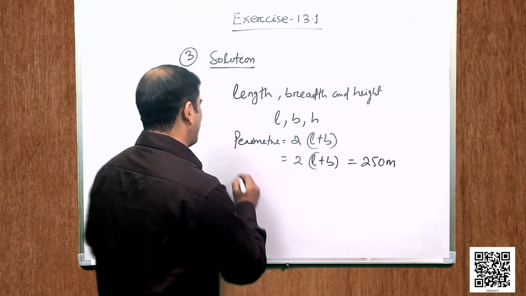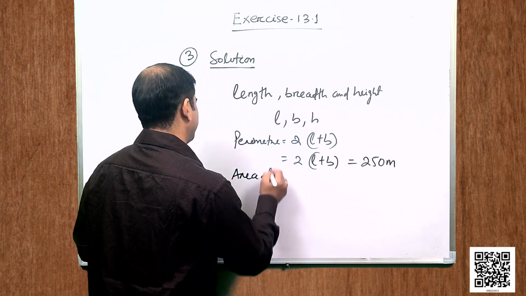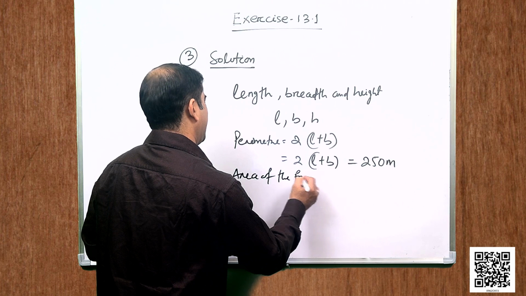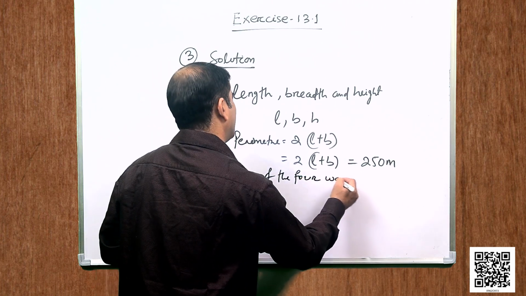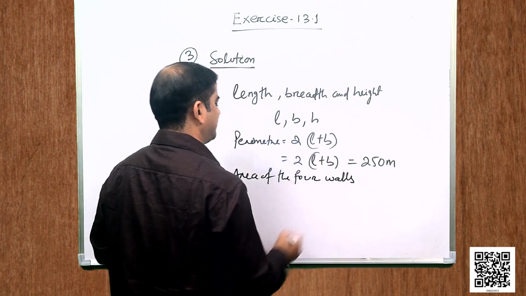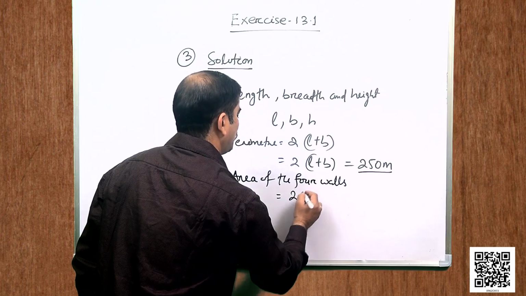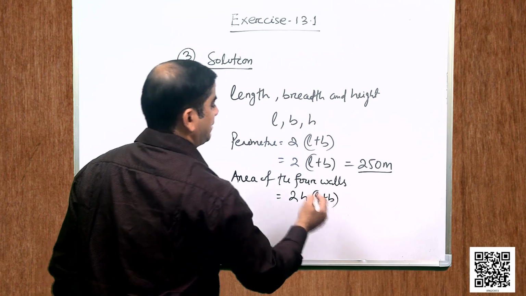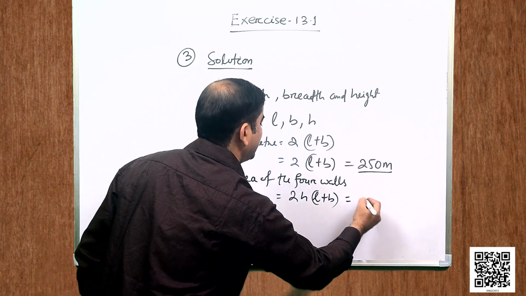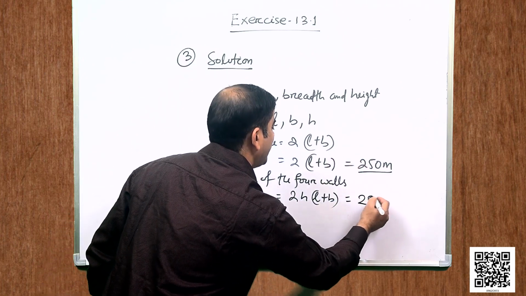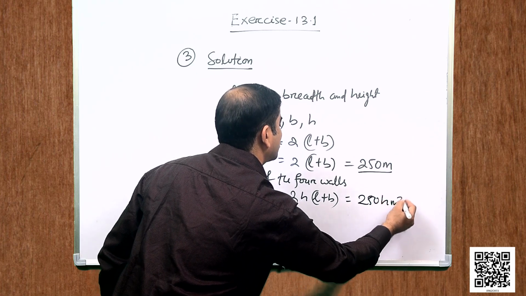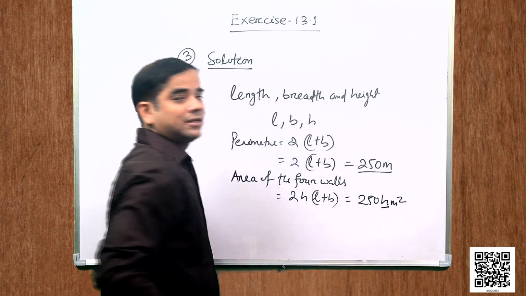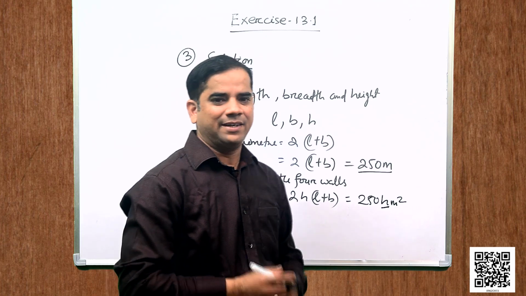Now the area of the four walls is equal to 2H(L plus B). 2(L plus B) is equal to 250 meter. That means it is 250H meter square, because we are not given the height, isn't it?